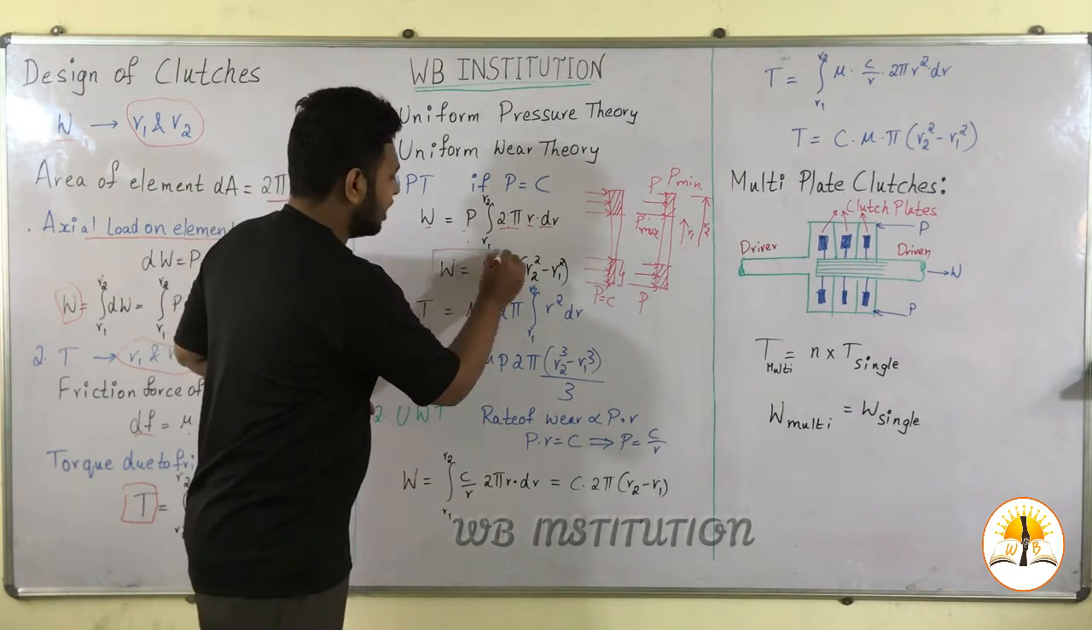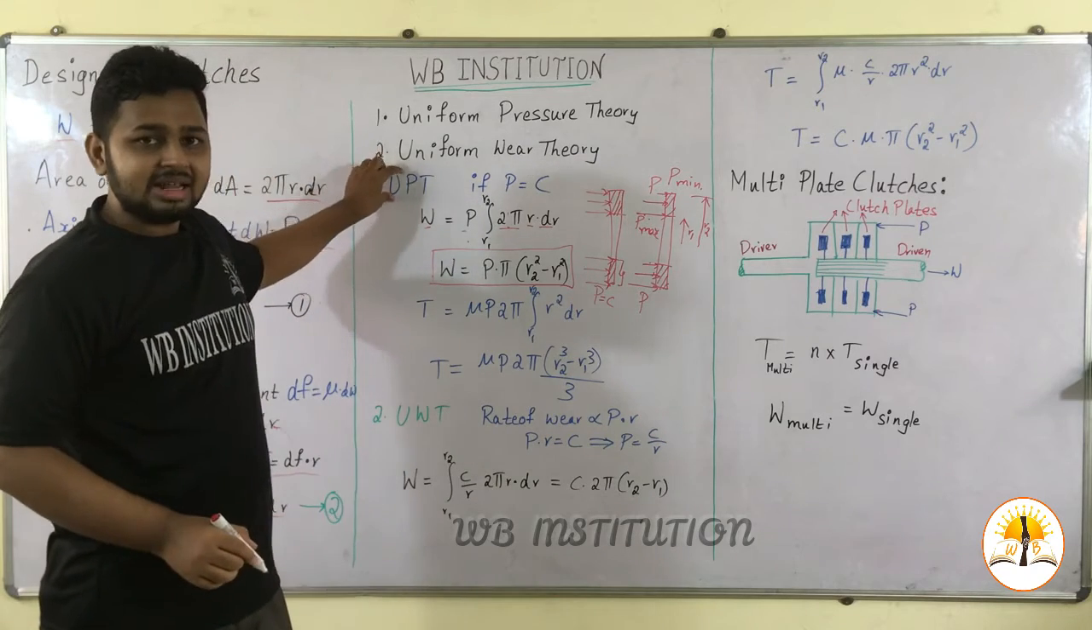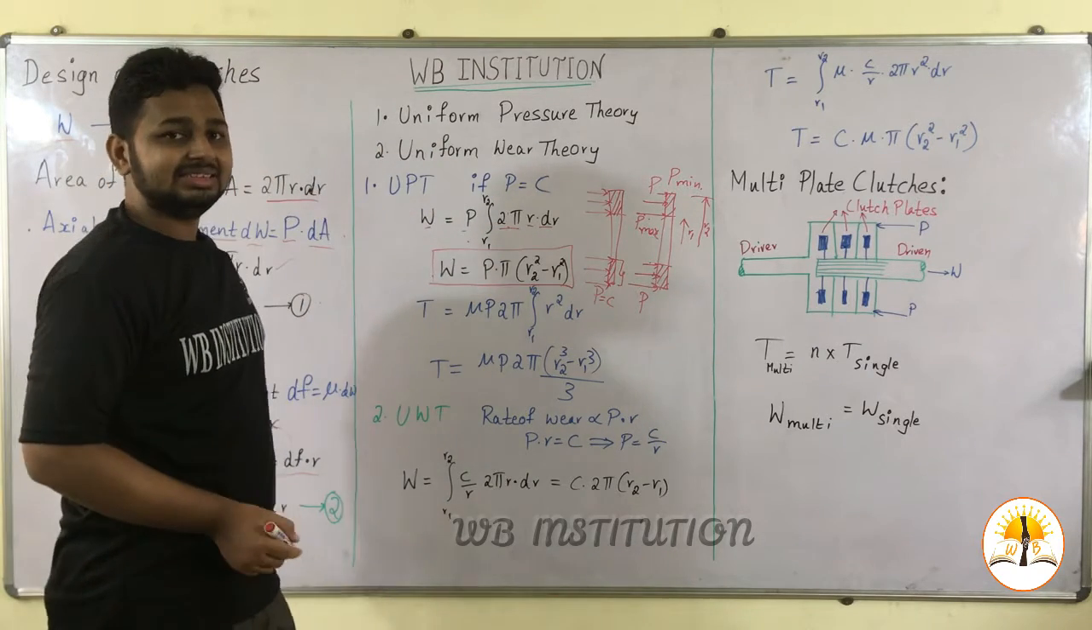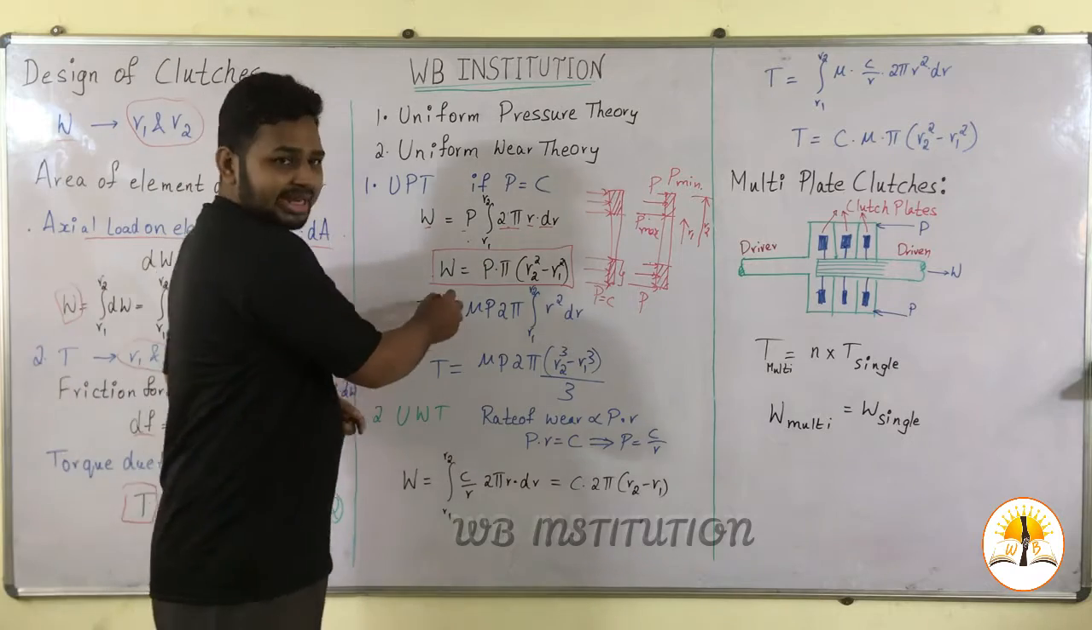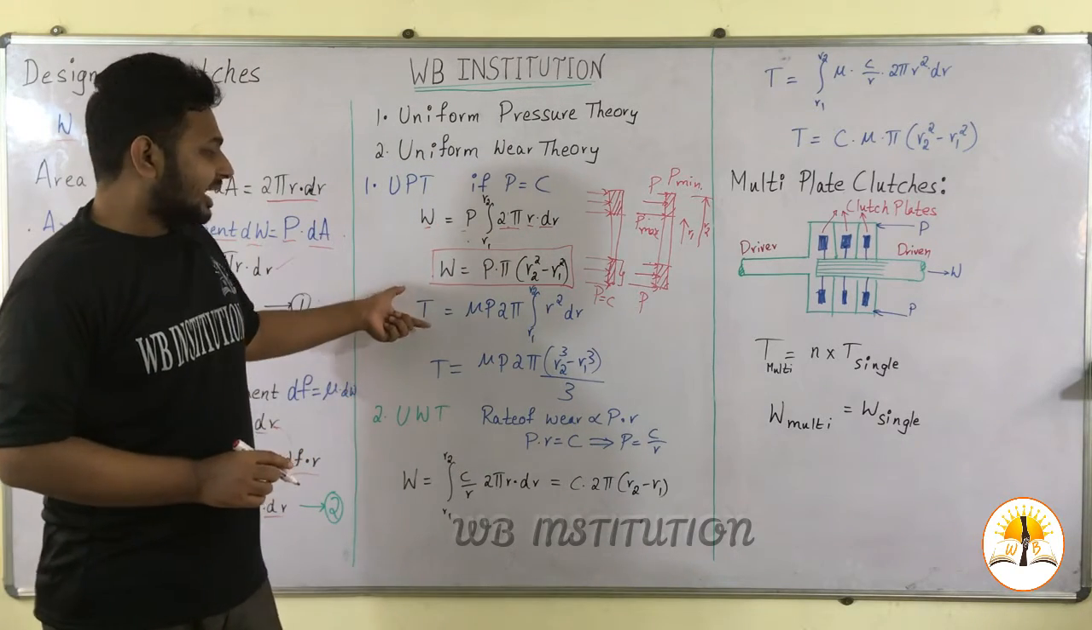The final equation of the axial load under uniform pressure theory for single plate clutches is given by W equal to P into pi into (R2 square minus R1 square). In a similar way, the torque.